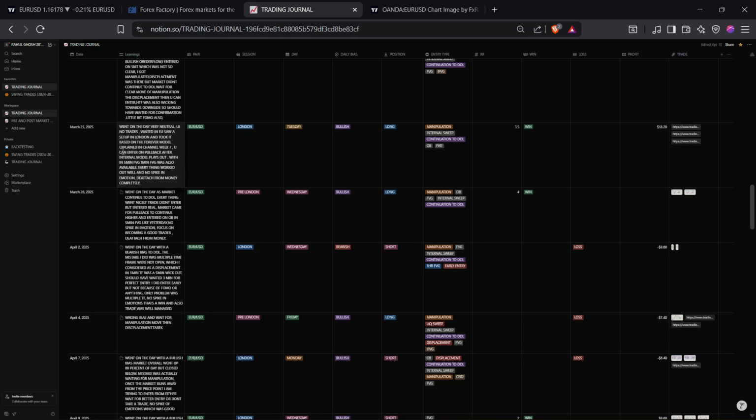I saw a setup based on the forever model explained in channel week 7. You can enter the pullback after the internal model phase out with a 5 minute FBG, 1 minute FBG was also available. Everything worked out well and no spike in emotion, completely detached from money.